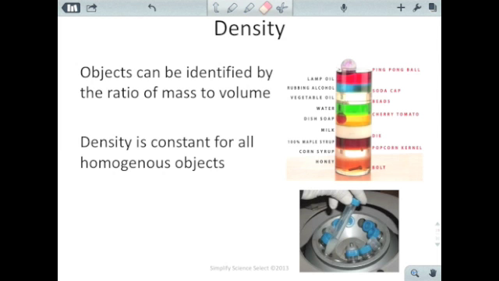We also use density if you ever put something in a centrifuge. What we see is that it spins around in a very fast circle, and all the denser particles will float to the bottom, and we can use that to separate things out.